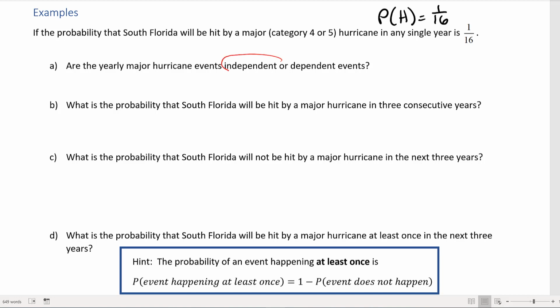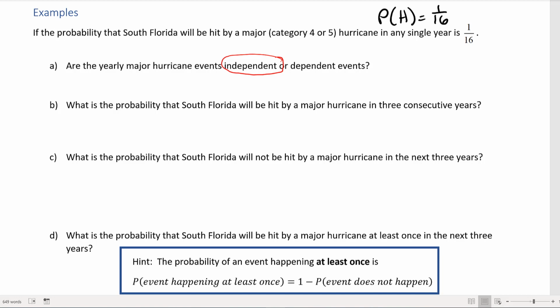Well, these are independent. If you get a hurricane one year, that doesn't guarantee that you're not going to get a hurricane in the next year, or vice versa. Each year's hurricane paths are going to be independent of the previous year. So what is the probability that South Florida will be hit by a major hurricane in 3 consecutive years?